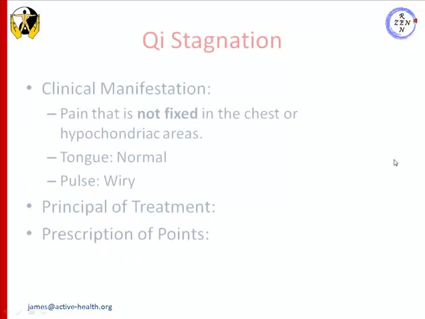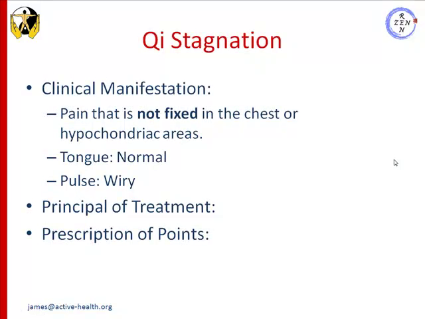So moving on to a very common pattern would be qi stagnation, and this would be pain that's not fixed. So in other words, pain that moves. It may be in the chest and hypochondriac areas. We may also have not just pain, but we may have emotional stagnation as well. This would be a person whose emotions are stuck. They may be stuck in grief, in sadness, in anger. So anybody that feels as if they're stuck, like some people use the expression, I feel as if I'm stuck, I'm not moving forward, I'm not moving on. These would all be part of the pattern of qi stagnation.